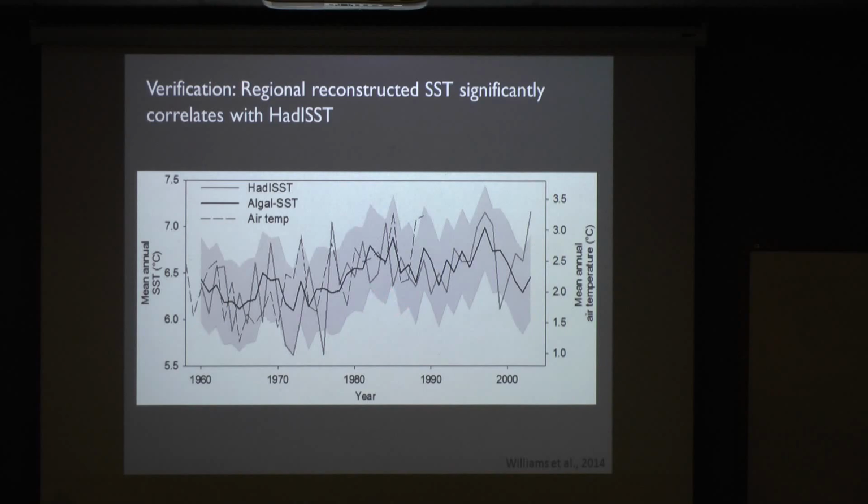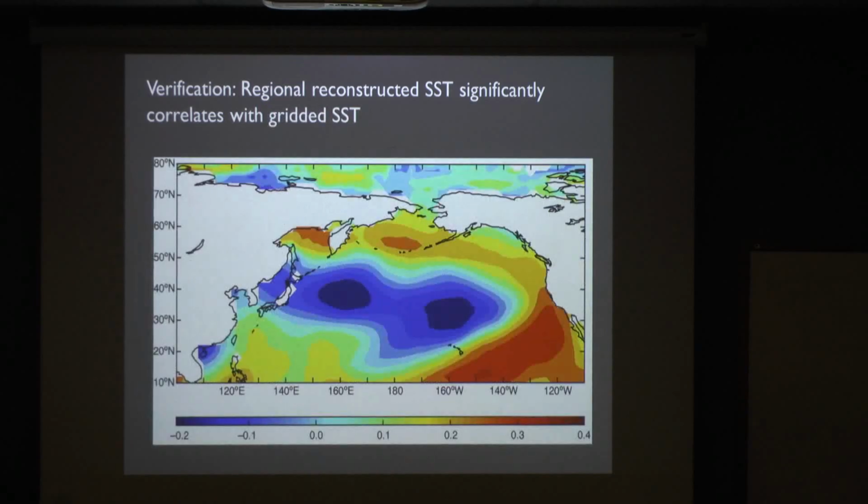The gray is the error of the reconstruction. Again, I wanted a quantified reconstruction with error. And you can see that they agree pretty well, capturing the decadal, multi-decadal trend. Another way to verify is to do a spatial correlation. And this is the algal data set from the Aleutians with the gridded data. And you can see that we significantly correlate at the site of our algae with the gridded seawater temperature data.